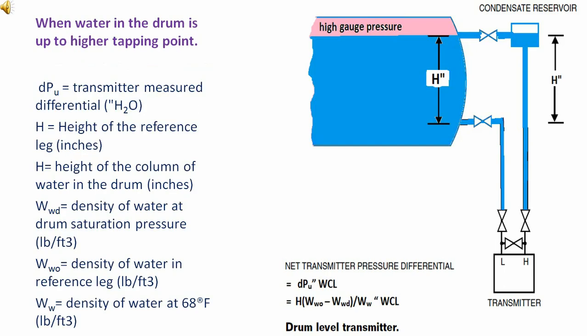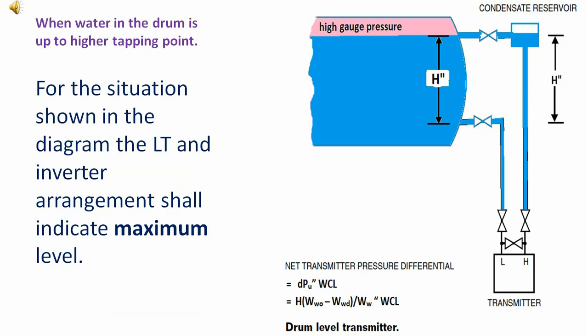When water in the drum is up to the higher tapping point, DP subscript U is the transmitter measured differential in terms of water column level. And here is the formula for DP subscript U inch water column level, with the help of which we can calculate it. For the situation shown in the diagram, the LT and inverter arrangement shall indicate maximum level.